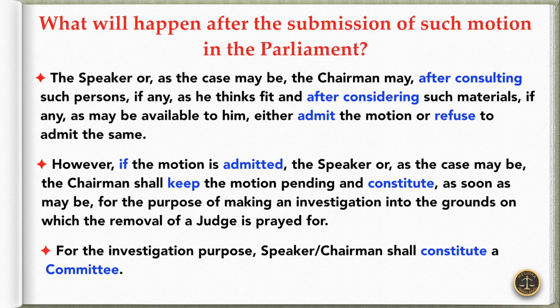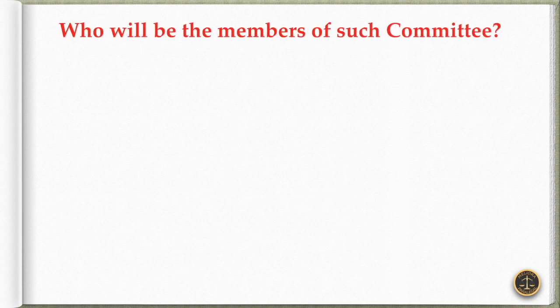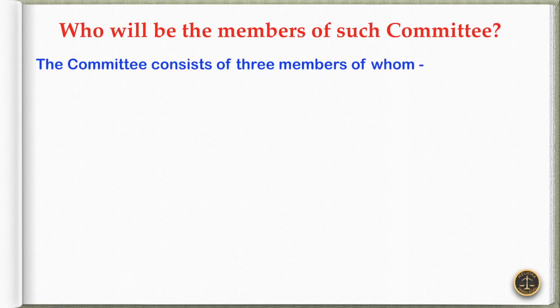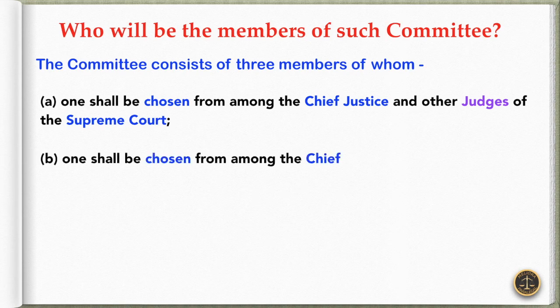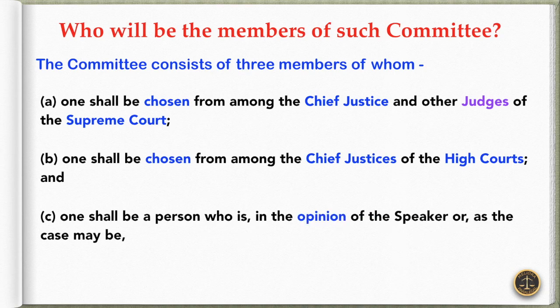Now, you might have the question, who will be the members of such a committee? The committee consists of 3 members, of whom one shall be chosen from among the Chief Justice and other judges of the Supreme Court. One shall be chosen from among the Chief Justices of the High Courts, and one shall be a person who is, in the opinion of the Speaker or, as the case may be, the Chairman, a distinguished jurist.